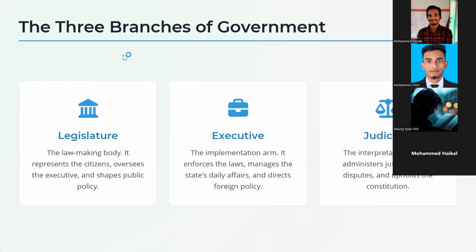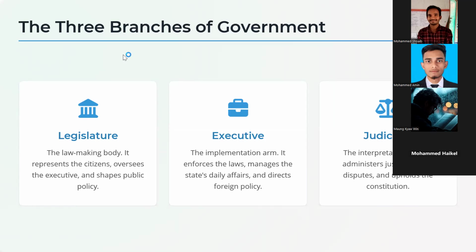Now, we have the next one, and that is the judiciary. What is the judiciary? You can see the word judiciary. You can find a word like judge in it, right? So they are the people who settle disputes. They administer justice.